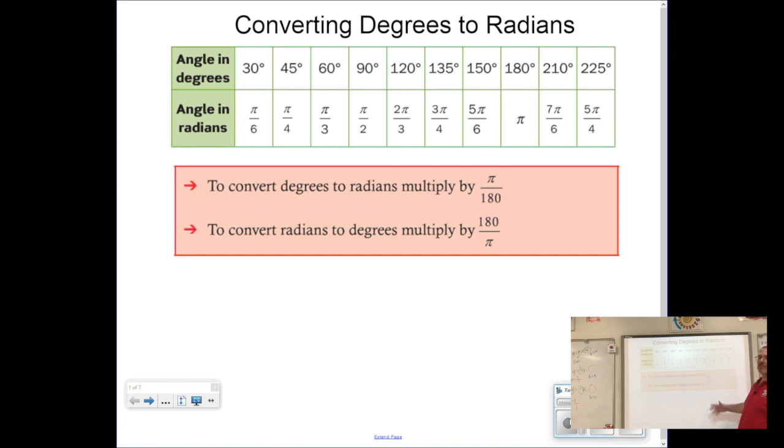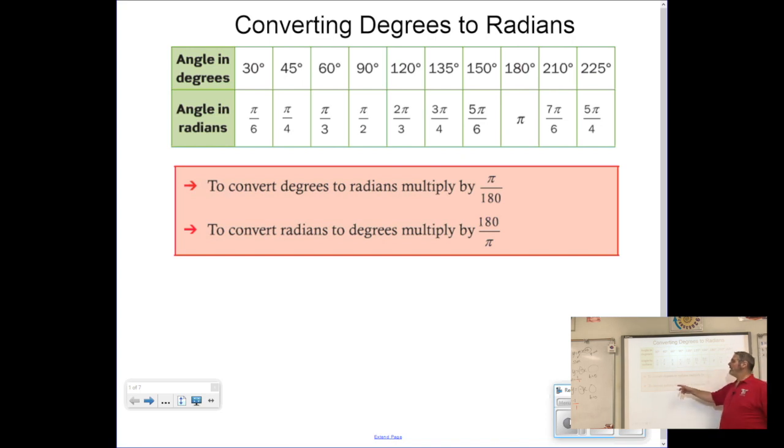The first thing we're going to talk about is something that we talked about probably in class for a little bit, which is converting degrees to radians. Whenever you want to convert degrees to radians, all you have to do is multiply. Understand that 180 degrees is equal to pi radians, and we're going to use that to be able to multiply.